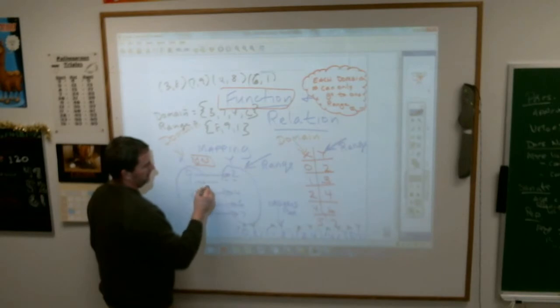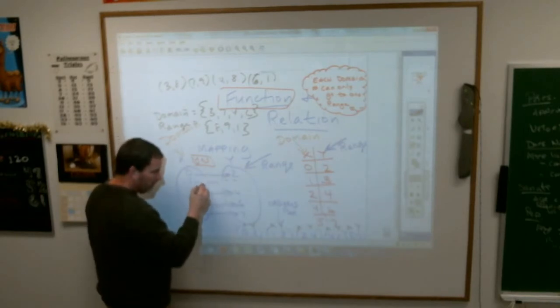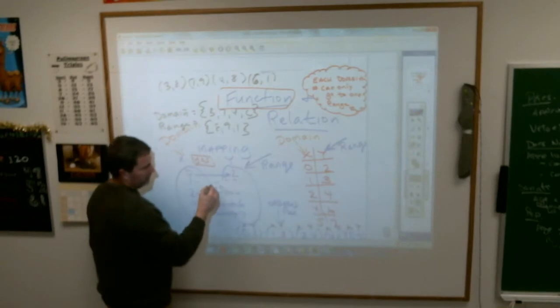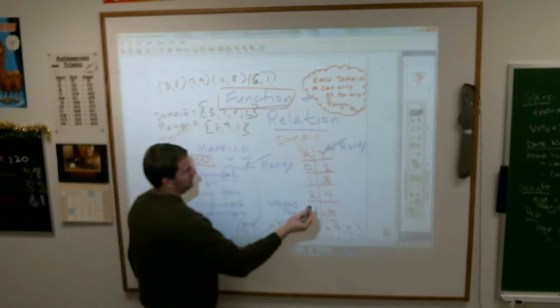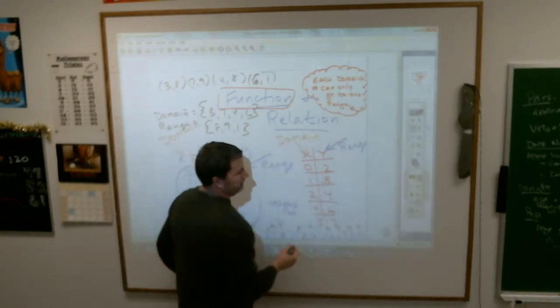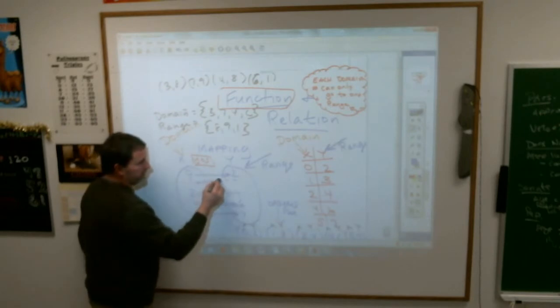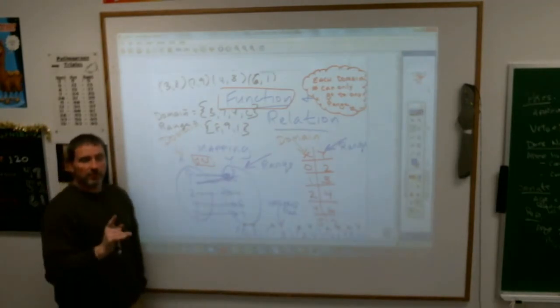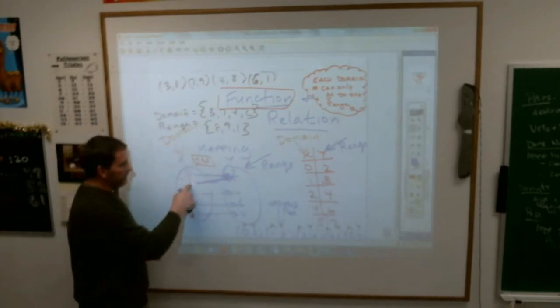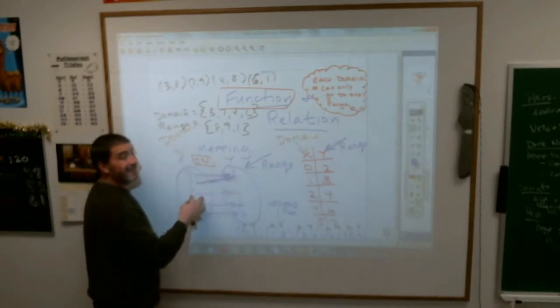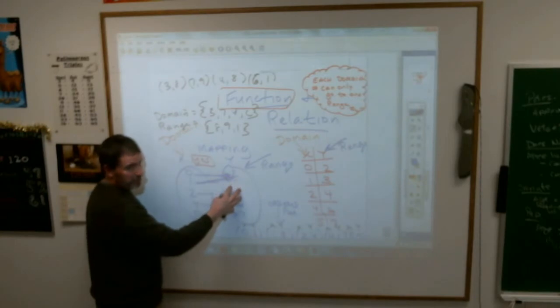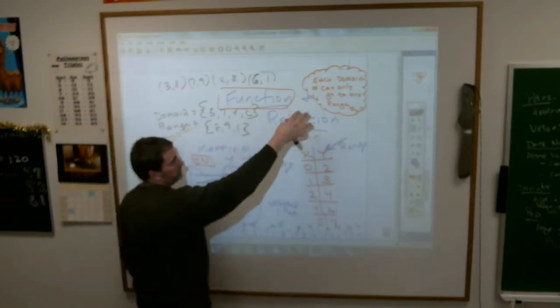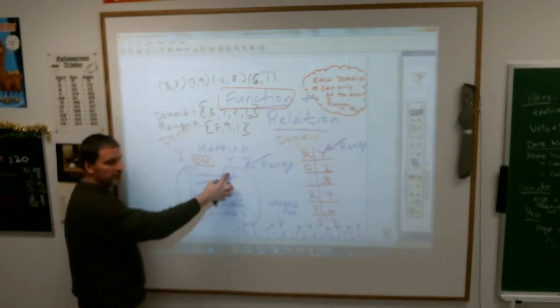This 1 could go to 2 as well. This is still a function because the rule is still okay. Each one of these only has one arrow going off it. They could all go to the same number in the range, because it still works with this rule: only one thing coming off of each one.